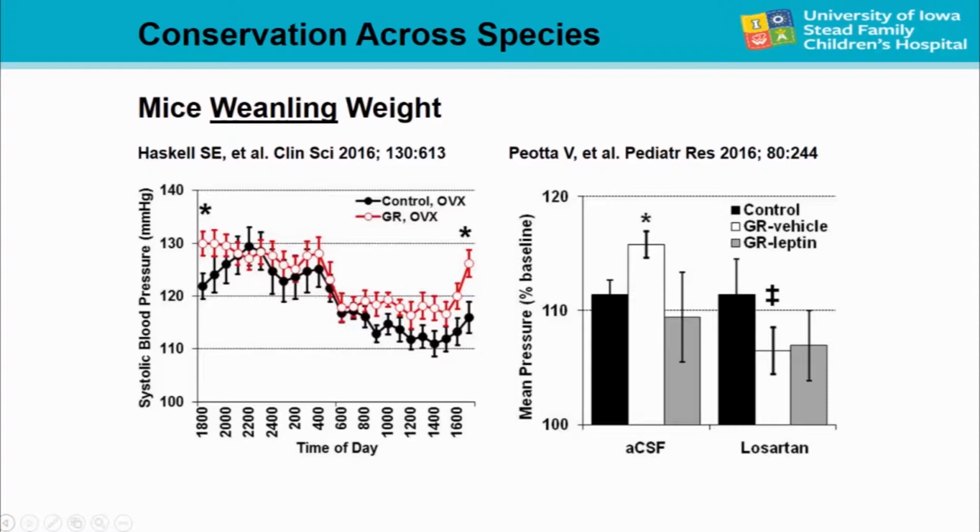As you can see, the blood pressures of the growth-restricted mice tend to be higher than they are in the control mice. Most impressively, they have what's called a non-dipping hypertension, so their blood pressures don't go down as much as they should when they're at rest. And that's a marker for increased cardiovascular risk.